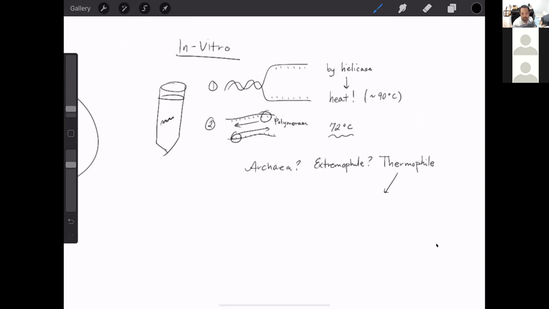And those waters are like 70 to 80 degrees. So for those bacteria, obviously their DNA polymerases must be optimized for around 70 to 80 degrees. Isn't that true? So he started searching for a candidate microbe, and he found one called Thermus aquaticus. It's a bacteria that lives in hot water.